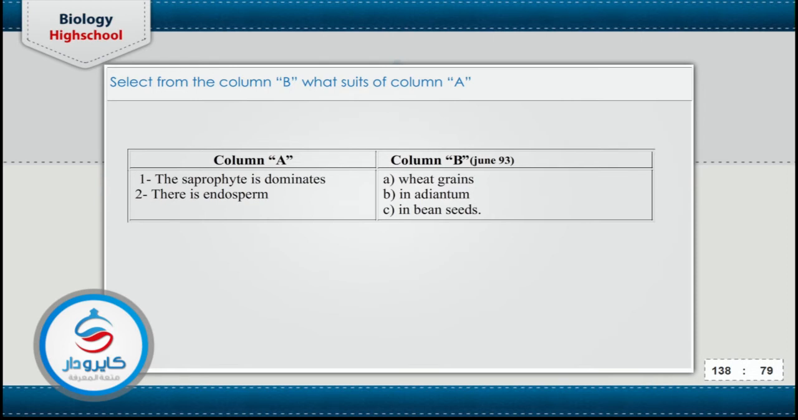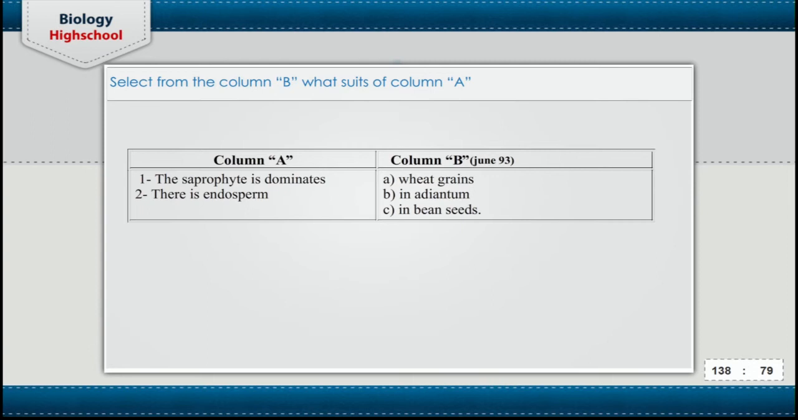Column A says the sporophyte is dominant. Number 2, there is endosperm. The sporophyte is dominant in the adiantum. It acts as a dominant stage, which still produces the spores.